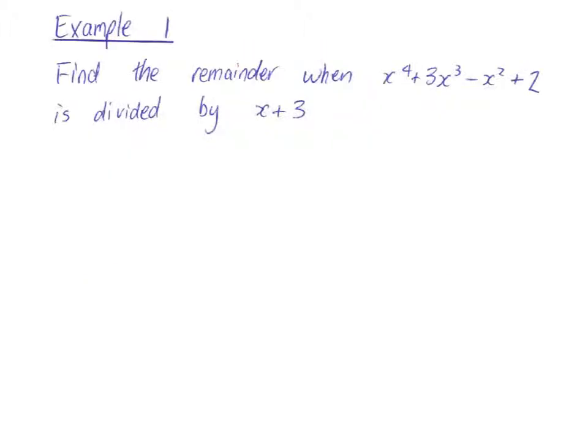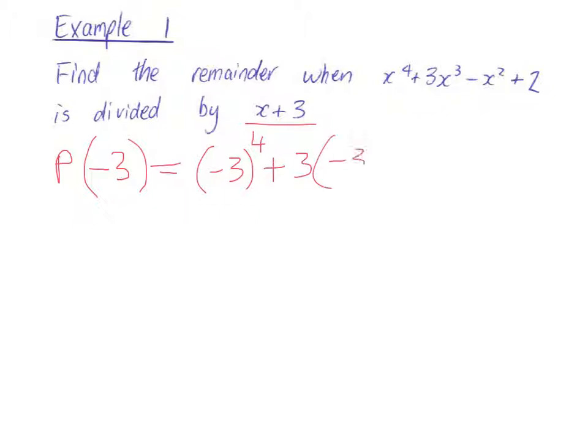So let me show you an example. Find the remainder when x to the 4 plus 3x cubed minus x squared plus 2 is divided by x plus 3. So we have our linear divisor there, and we are going to substitute in -3, because remember it's x minus a. So a is -3. Every time you see an x, you are going to replace that with a -3. Just like this. And that will tell you what the remainder is.